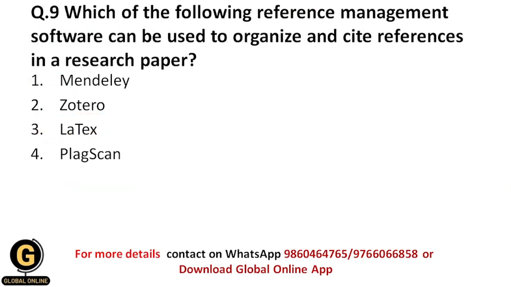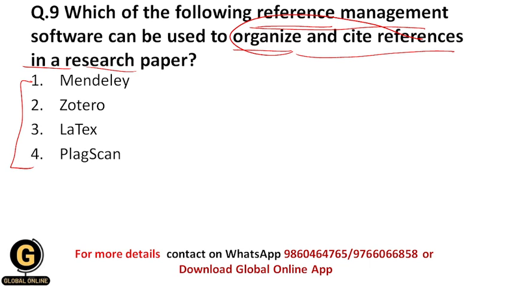3. Which of the following reference management software can be used to organize and cite references in a research paper? So they have given you different options, and from these options, which is a reference management software that can be used to organize and cite references in a research paper? Mendeley, Zotero, LaTeX, PlagScan. Now all of you are familiar with all of these softwares, right?